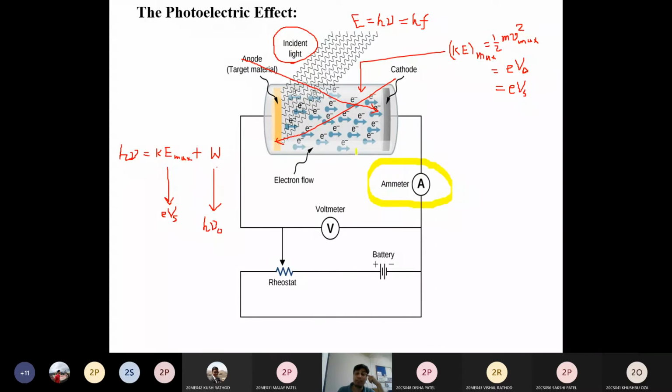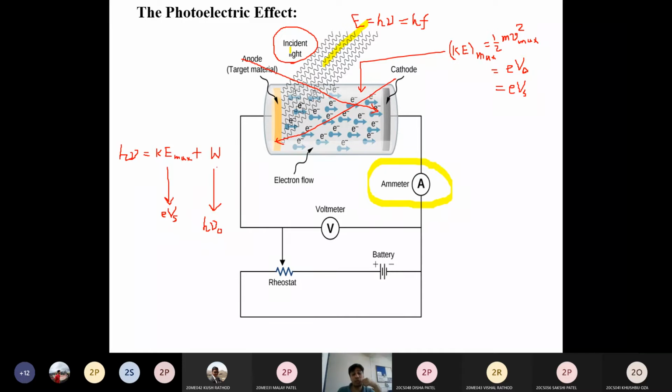Now this phenomenon is happening if you apply a potential difference, okay, or if you don't apply the potential difference, then also this phenomenon is happening. So here initially, without applying potential difference, we are getting some current. So this is not because of potential difference, but this is because of what? This is because of the energy of incident light.